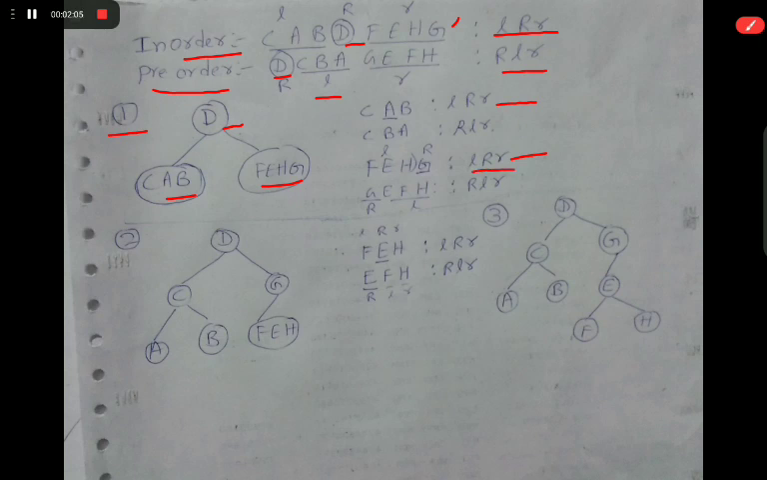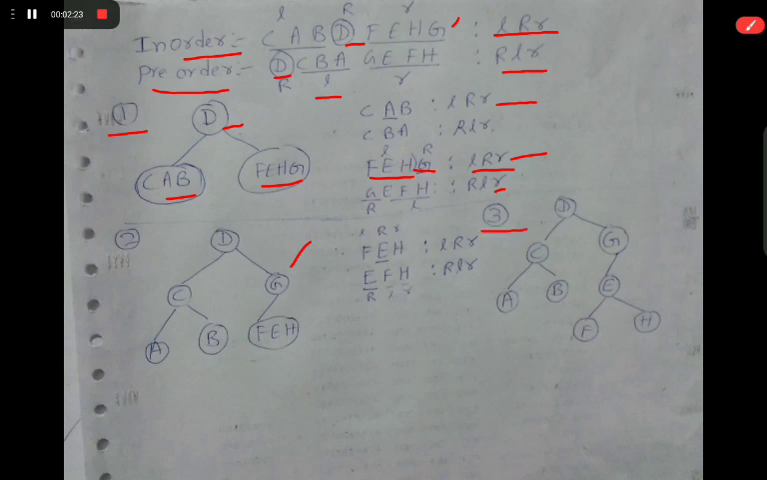Similarly for FEH, that is for the right subtree, the in-order sequence is left, root and right. So now G will become the root node and the left node is FEH, and the right node is not mentioned here. In both orders, the right node is not obtained here.